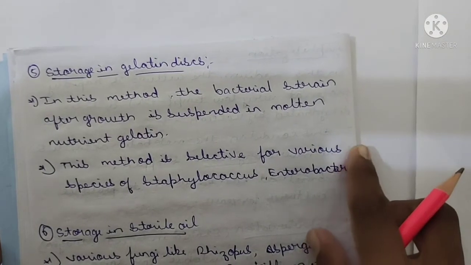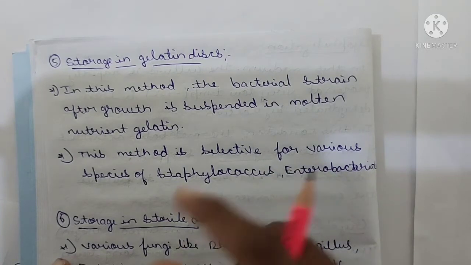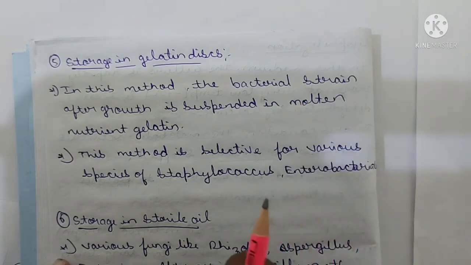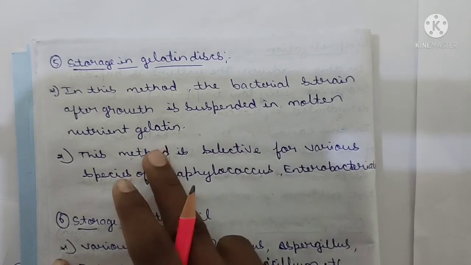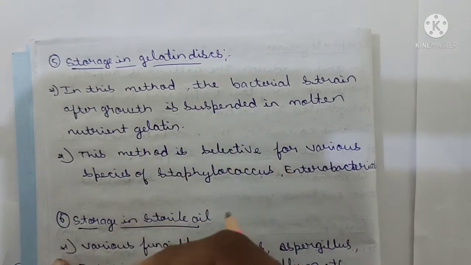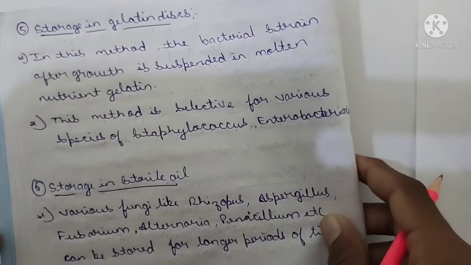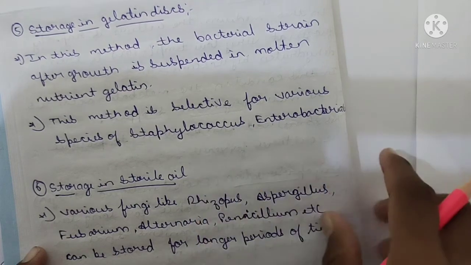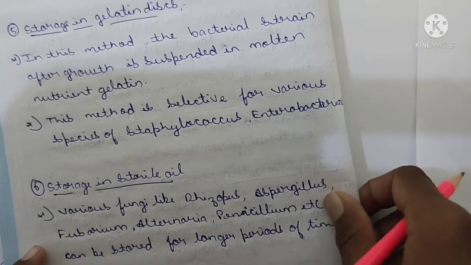Now the next one is storage in gelatin discs. Gelatin is a semi-solid, jelly-type material. In this method, the bacterial strain after growth is suspended in molten nutrient gelatin. This method is selective for various species of Staphylococcus and Enterobacteriaceae. It is a very special method for these.